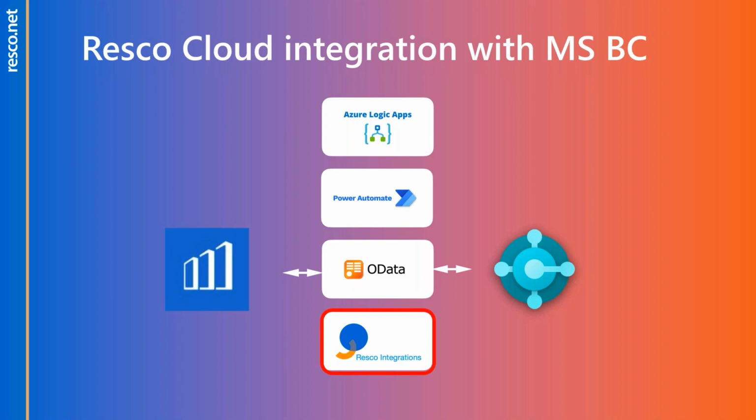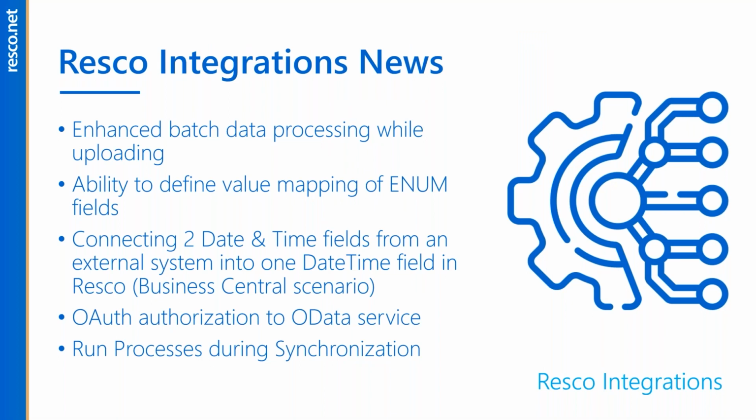You know that we have a couple of ways to integrate with Business Central, and one of those, which is completely under the Resco Cloud integration and the direct integration with Business Central, we did a couple of enhancements. So let's take a look at it. What we did is that we enhanced the batch data processing while uploading. This is something that speeds up the integration itself. We also have the ability to define value mapping of enum fields. So the list of values can be mapped to fields between the two systems, Resco Cloud and Business Central.